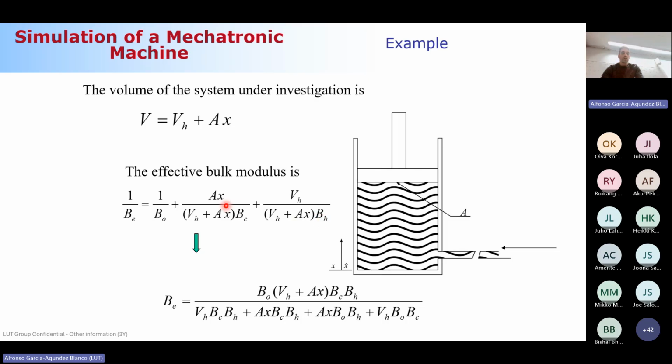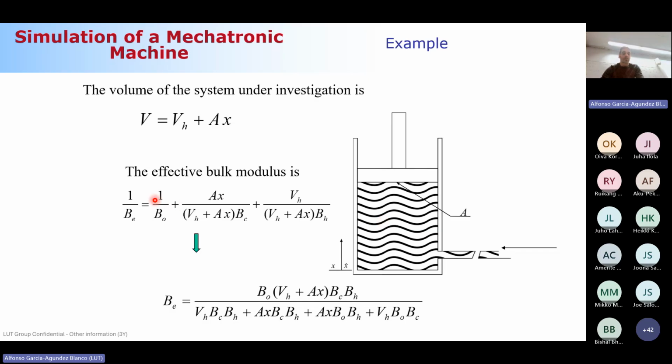Now, the contribution of the container or the cylinder. Volume of the cylinder, which is A times X, over total volume, which is VH plus AX, times the bulk modulus of the cylinder, okay. Understood these two contributions? So always, in the numerator, the sub-volume that I'm considering, hose in this case, container in this case; in the denominator, total volume times the bulk modulus of the element that I'm considering. And in the case of the oil, you agree with me that everything has oil, right? Both the hoses and the container.